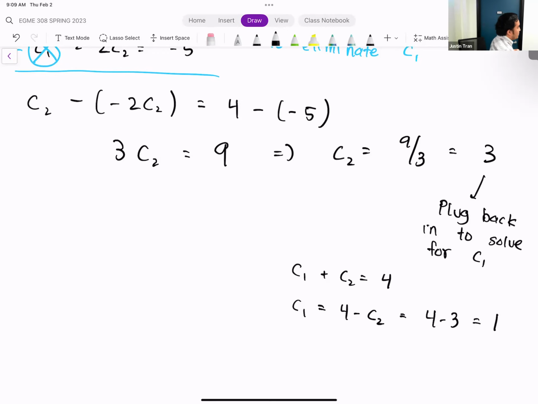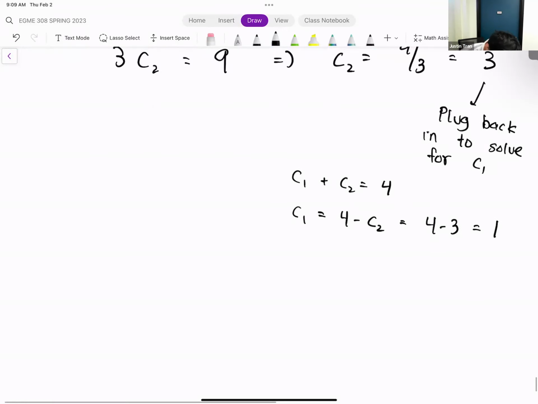All right, so let's put this all together. We know C1, we know C2, we know the general solution, and so let's put it all together for the final solution. y of x is C1 times e to the x. C1 is 1, so we have e to the x, plus C2 times e to the minus 2x. So that's plus 3 e to the minus 2x.